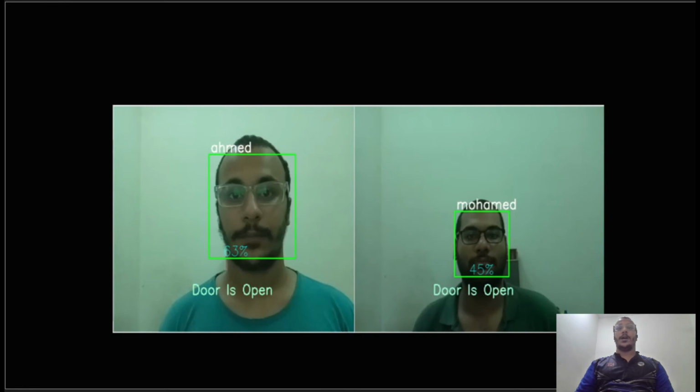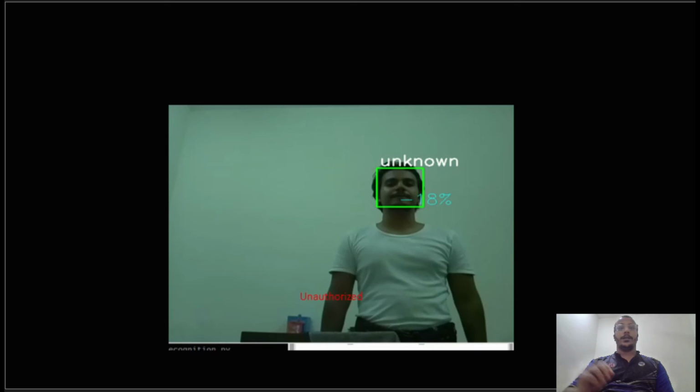As you can see, this is me and my friend, and the system successfully recognized our faces, detected our faces, recognized them, and labeled them with the correct names. Because we are recognized and authorized to open the door, it opened the door for us and says door is open. The second person is not recognized, he is not in the system, I didn't include him, so the program says that this person is unknown, and an unauthorized-to-open-the-door sentence has been written on the screen to let him know that he cannot enter.